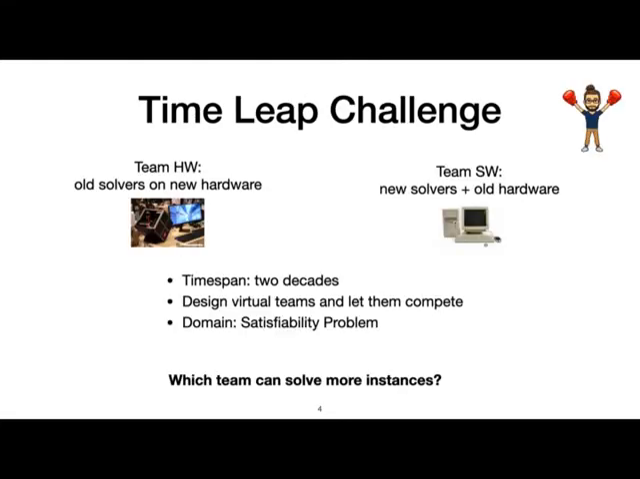We based the general setup of the comparison experiment on a time leap challenge, where virtual teams compete. Team hardware uses old solvers on new hardware. Team software uses new solvers on old hardware. The time between old and new spans about 2 decades. Which team can solve more instances? Depending on the outcome, one can compare the impact of hardware and algorithm advancements.